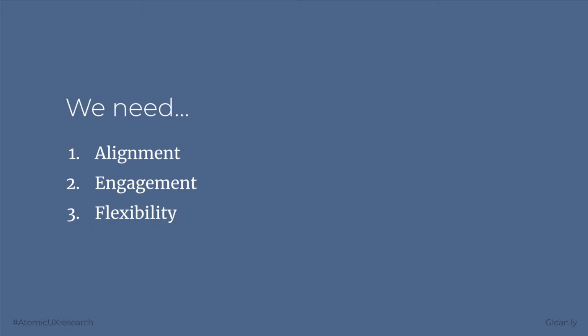The next thing we need is engagement. And to get alignment, we need people to engage in the process. So we can have an understanding of both what taxonomy each part of the organisation needs, as well as what they mean by different terms.